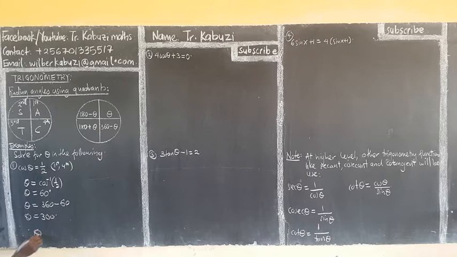Now, those are my angles in the two quadrants. The one in the first is 60, and the one in the fourth is 300 degrees. And from there we have solved that. So that's how we handle this.